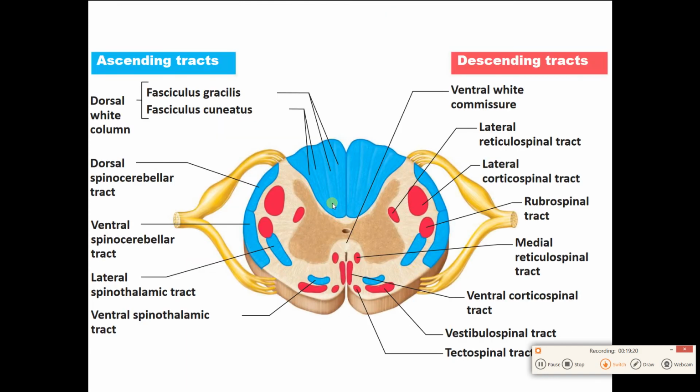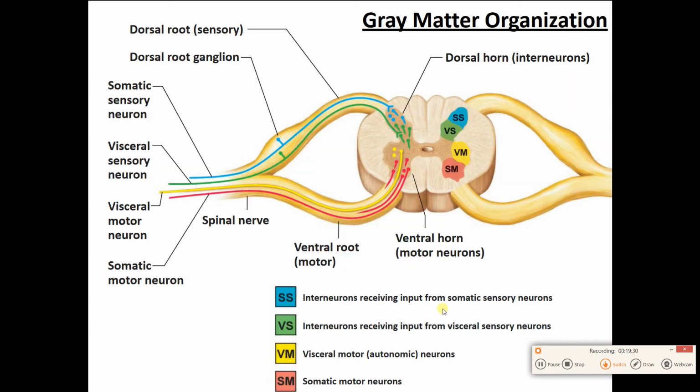Here we see those tracks that we mentioned earlier. So ascending tends to be in the back. It's kind of a mix on the sides and a mix in the front. Cool. As far as the gray matter goes, we got to talk about those horns.